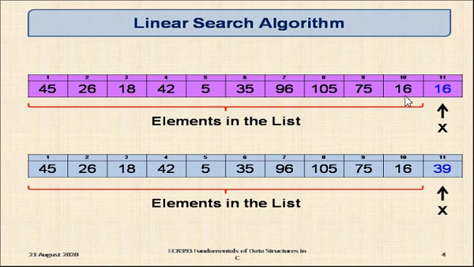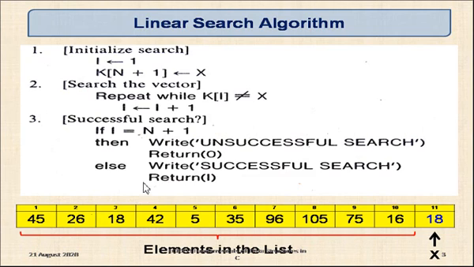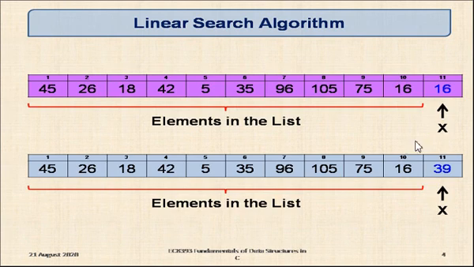Here the condition is what? Finally it will check the condition if I is equal to n plus 1. But in our example, I is equal to n only. So this condition again fails. So it is a successful search. It will return what? The value 10.